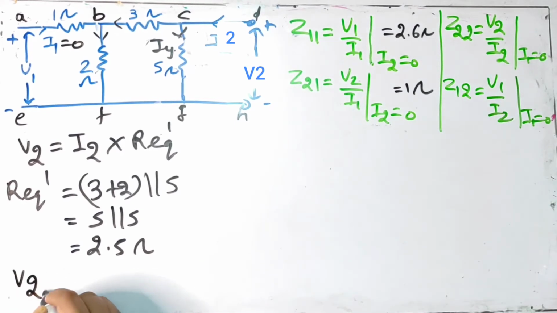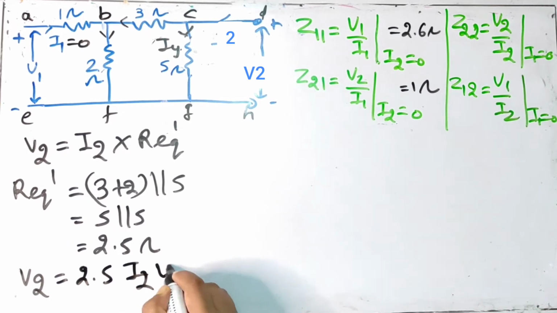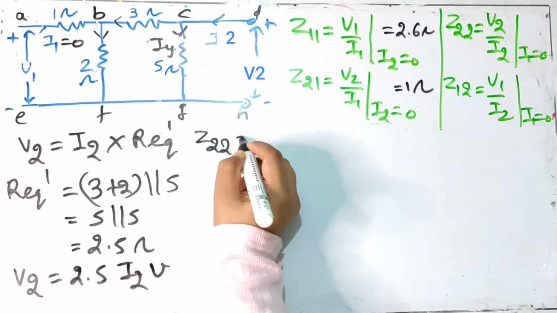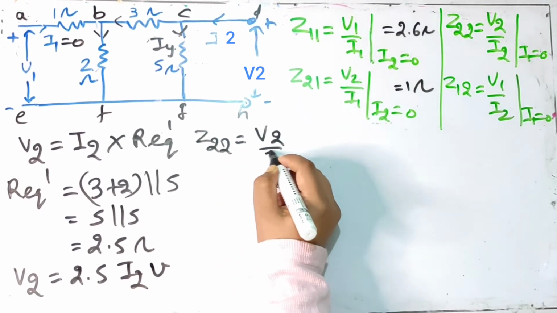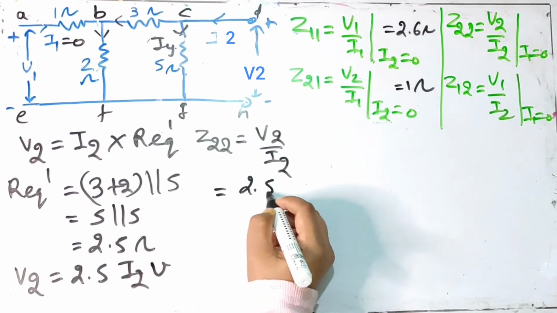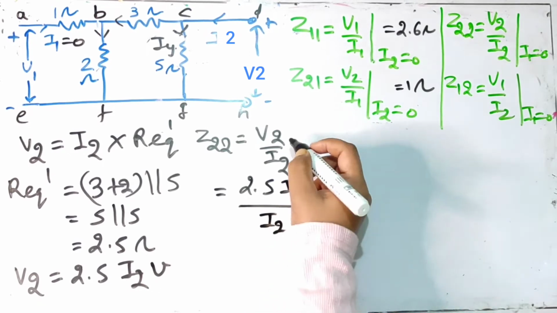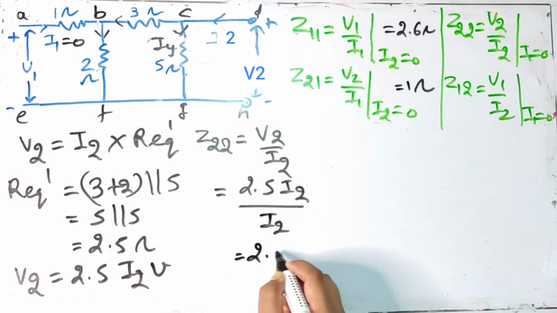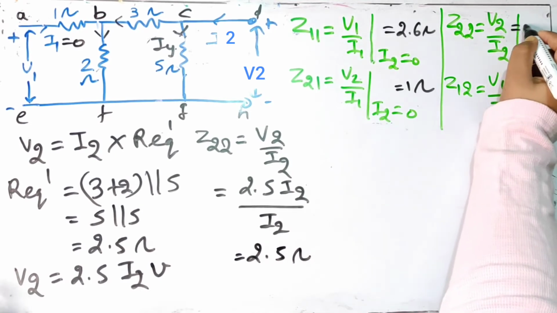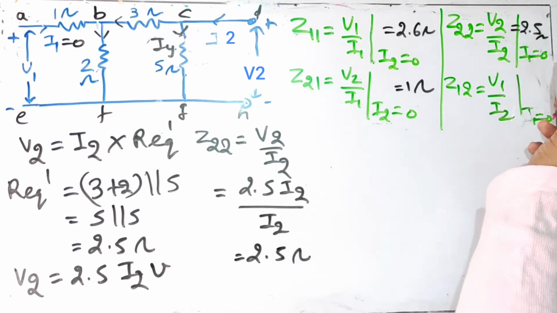So the value of V2 is 2.5 I2 voltage. Now from the formula, Z22 is equal to V2 by I2. Let's just put the values. 2.5 I2 divided by I2. We put this value here, 2.5 ohm. So the value of Z22 we find out to be 2.5 ohm.